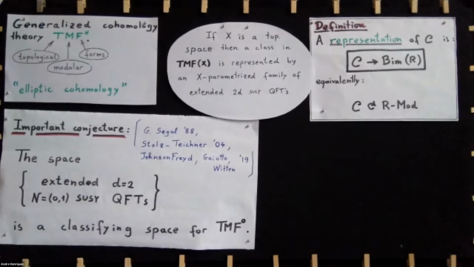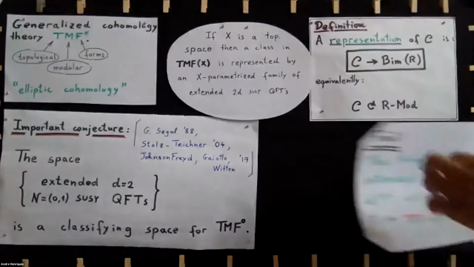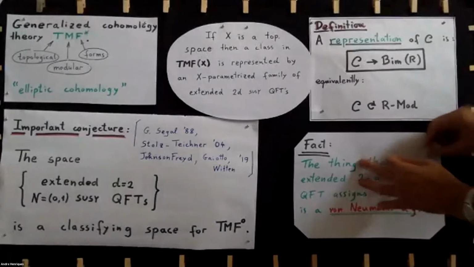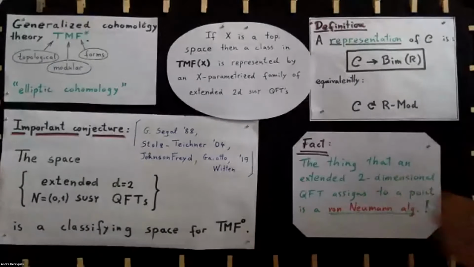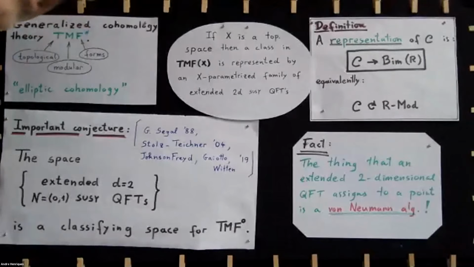So now here's a fact, which is maybe a bit of a controversial fact, but I'm just going to throw it at you anyways: what an extended two-dimensional quantum field theory assigns to a point is a von Neumann algebra.